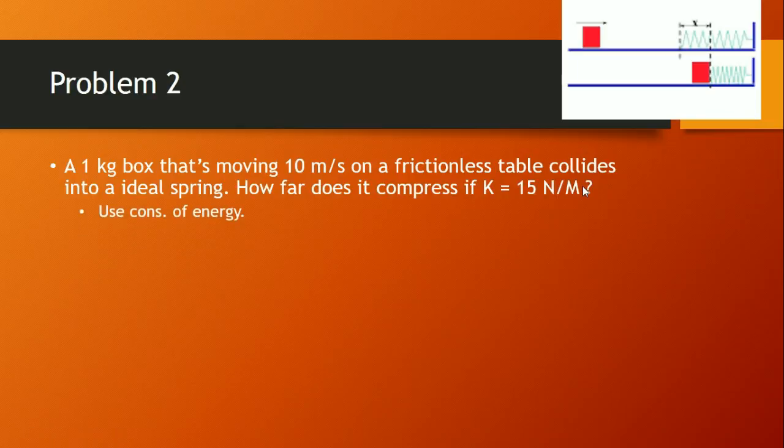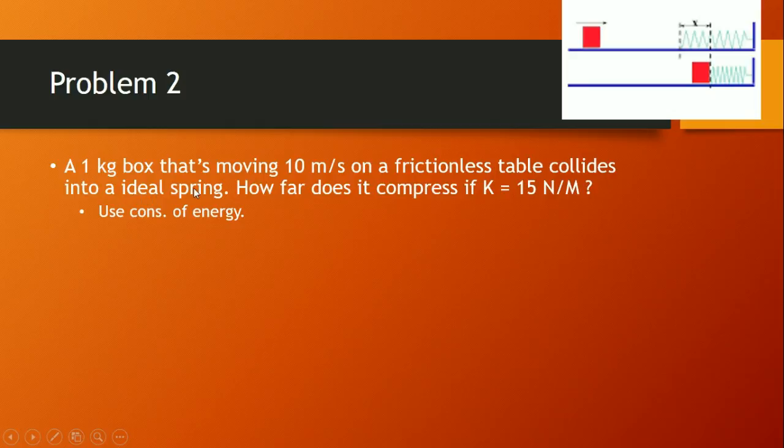So we're going to use conservation of energy again because in the problem it says the block is moving on a frictionless surface and the spring is ideal, meaning that it does not lose any energy. Because normally in real life, springs, when they compress and contract, they make a lot of heat from the deformation of the spring. So this is an ideal spring, so it doesn't do that.